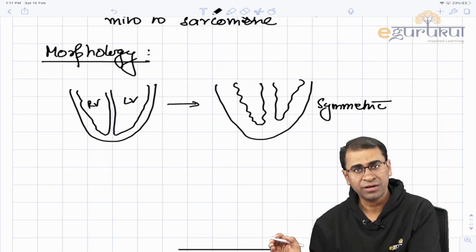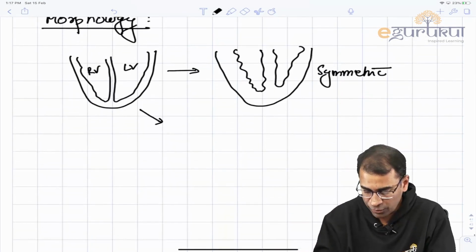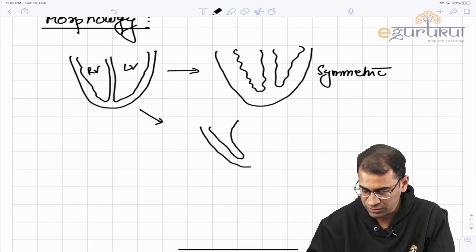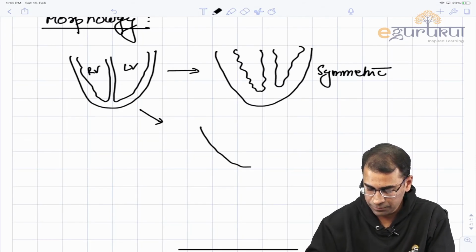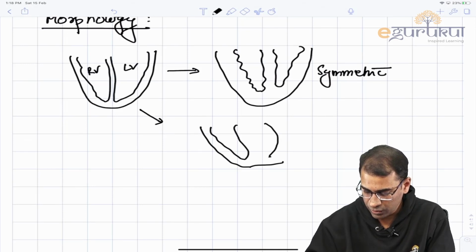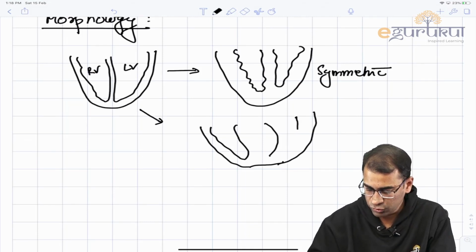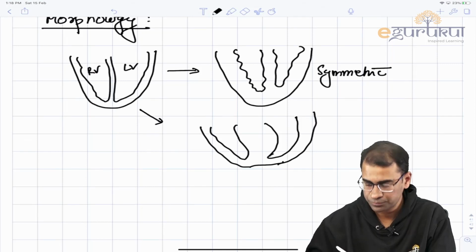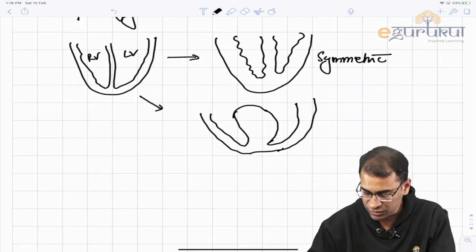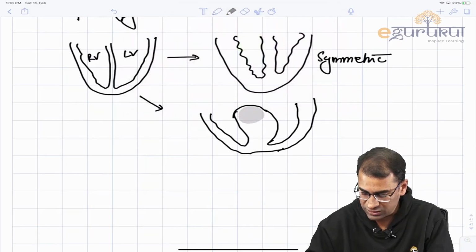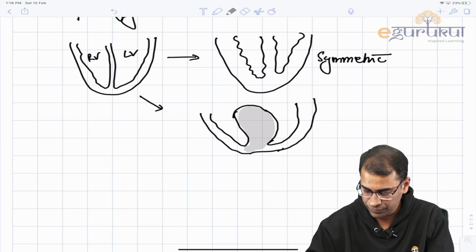But in hypertrophic, it doesn't happen like this. In hypertrophic, what happens? The septum enlarges to an enormous degree like this, whereas the left ventricle enlarges a little bit. The left ventricle wall does not enlarge by that much. That means the wall, this part I am now shading, this is the septum. This area is the septum area.